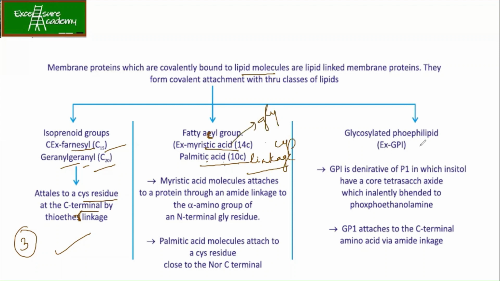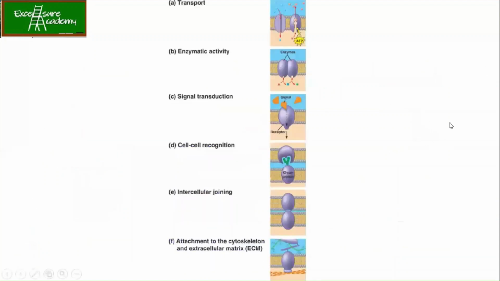Now, last is the glycosylated phospholipid, that is your GPI. GPI is a derivative of phosphatidylinositol in which the inositol has a tetrasaccharide, which is covalently linked to phosphoethanolamine. Okay. Now, it is also attached to the C-terminal amino acid via an amide linkage. I have no idea why there are so many mistakes here. Okay. So these are the examples of your lipid linked membrane proteins or lipid anchored proteins. Don't get confused, these are all the same things, okay? Now these are the things which we are going to discuss in detail with each example.